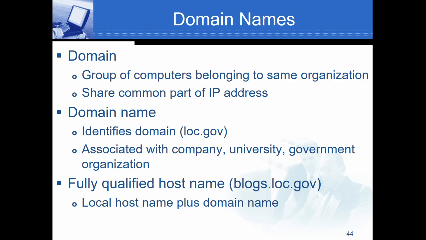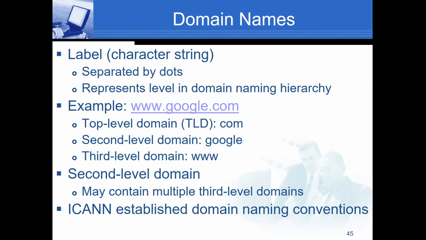Okay, we know about domains, domain names, and fully qualified domain names, again, blogs.loc.gov. Again, a label is nothing more than a character string separated by dots, such as www.google.com. And again, the top level domain is com. Second level is Google. Third level is www.